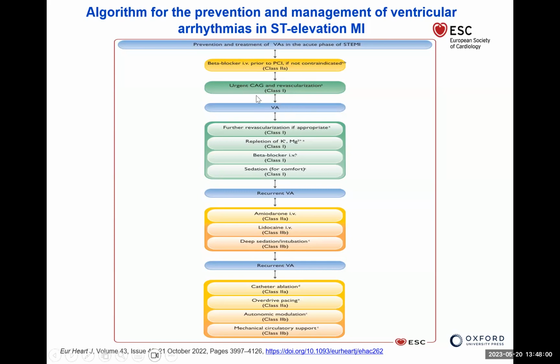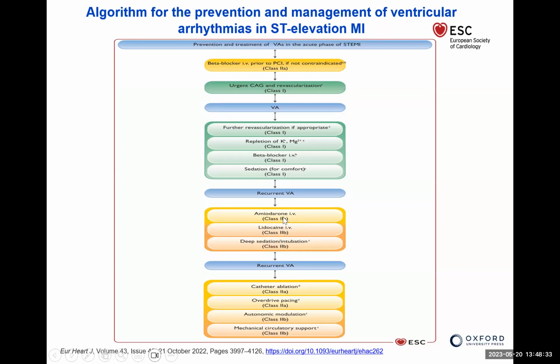If after revascularization they have ventricular tachycardia or ventricular arrhythmia early, then you may need to take them to the cath lab again for revascularization, replace electrolytes, beta blocker, and sedation sometimes, and in very rare cases you need to anesthetize the patient if they have significant recurrence. Just treat them the same as a patient with electrical storm. If still recurrent ventricular arrhythmias, one may use amiodarone, lidocaine.